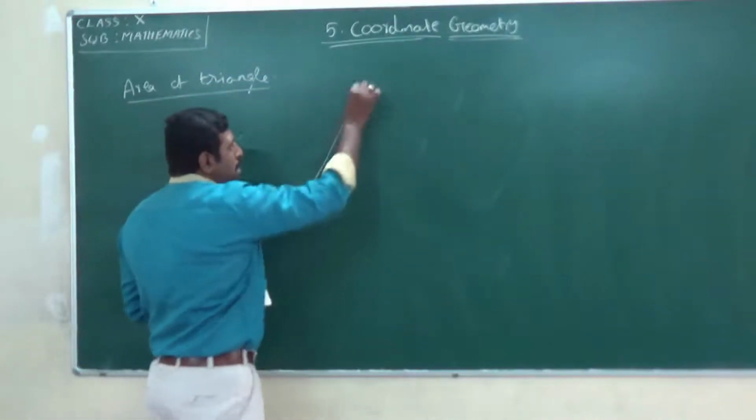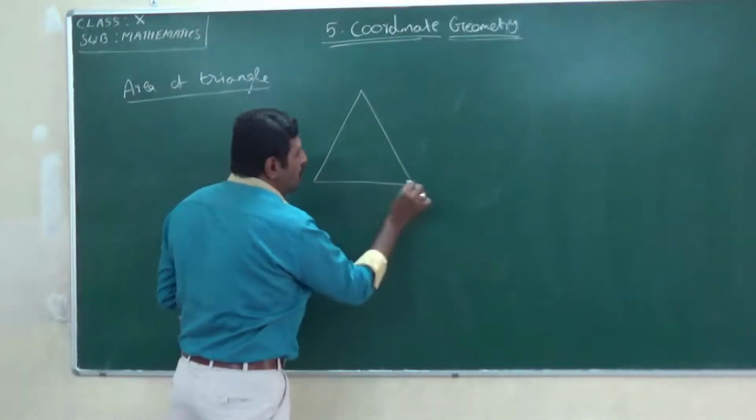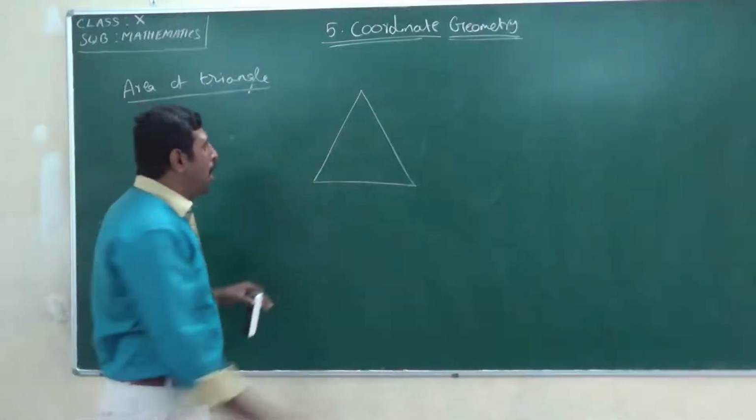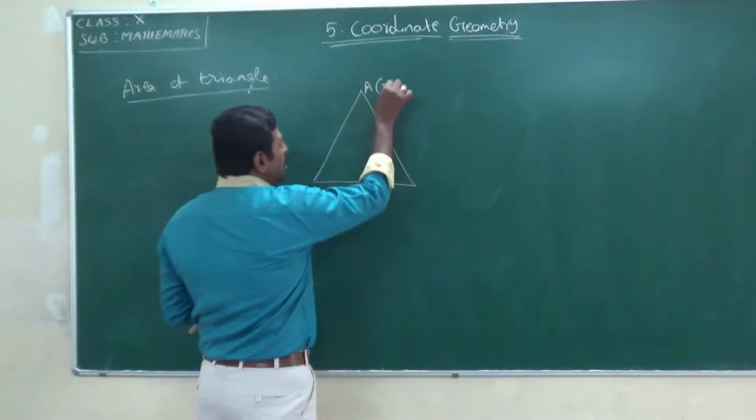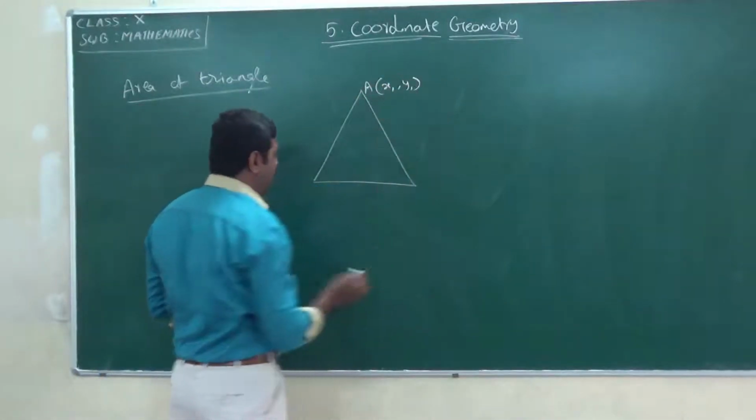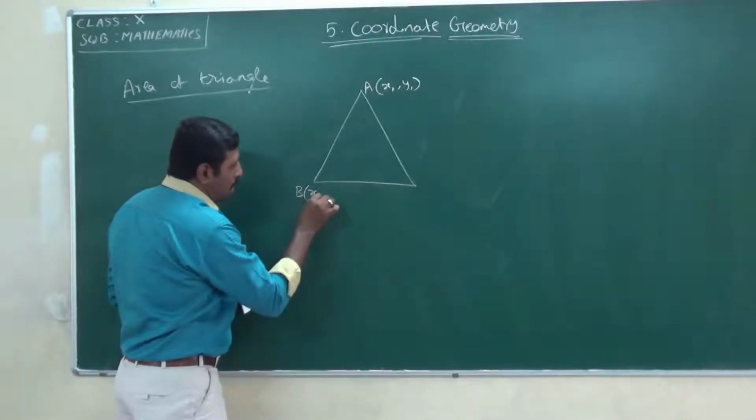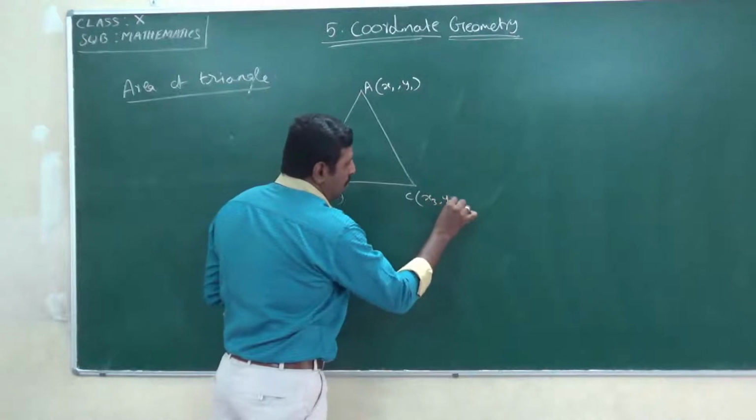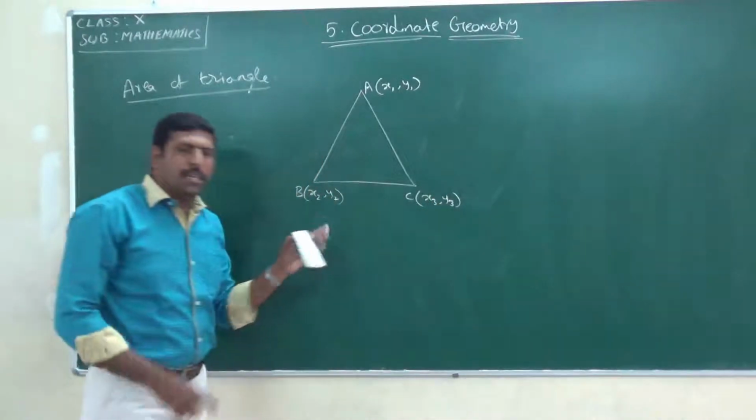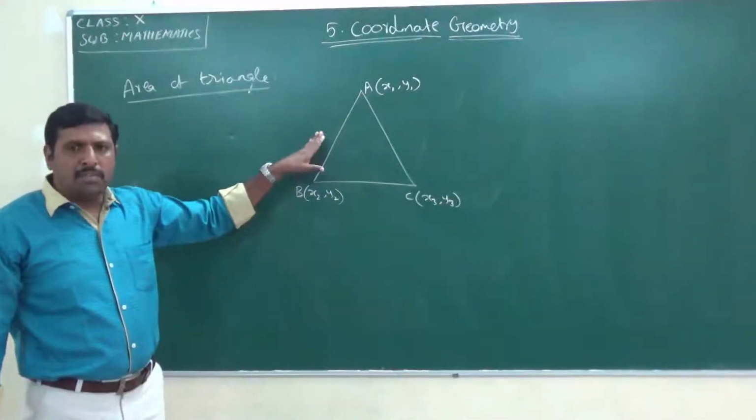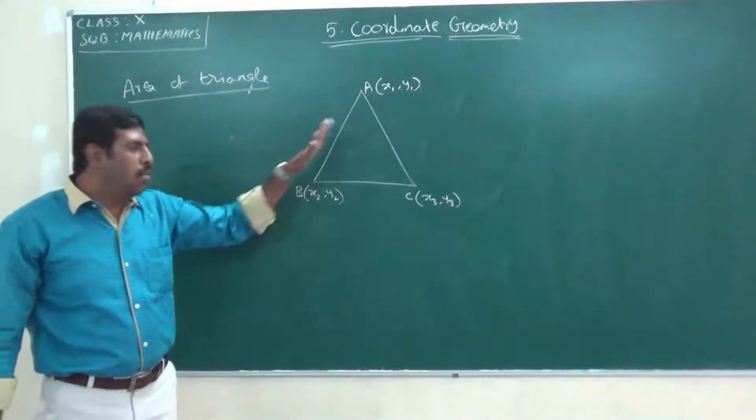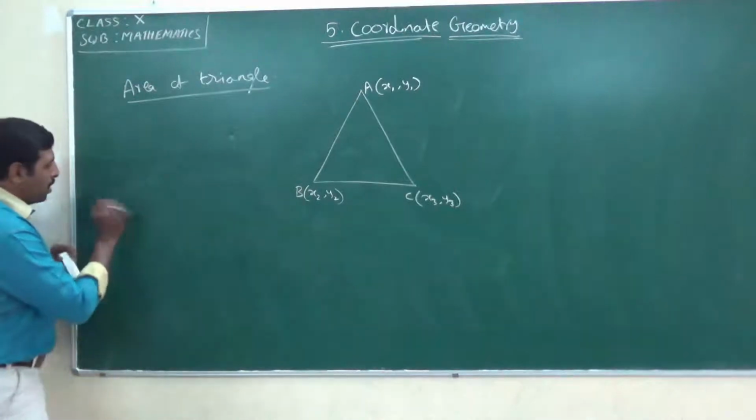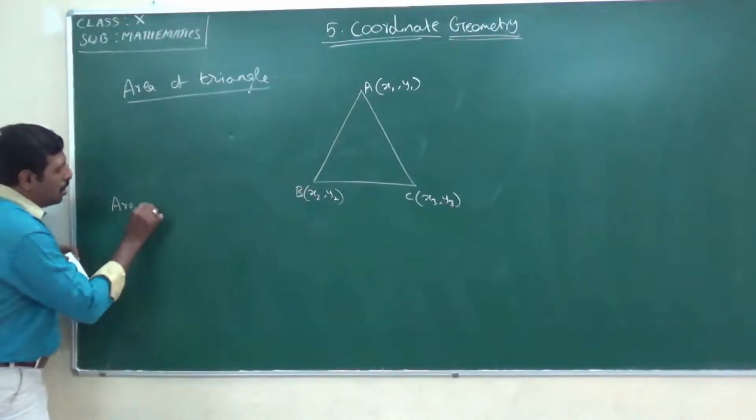In a triangle, instead of the side measurements, here the points are given. Three vertices points are given. Let me take A as x1, y1, and then B point as x2, y2, and then C point as x3, y3. Now here we have the formula: area of the triangle ABC is equal to half into the absolute value of this. Let's see that.